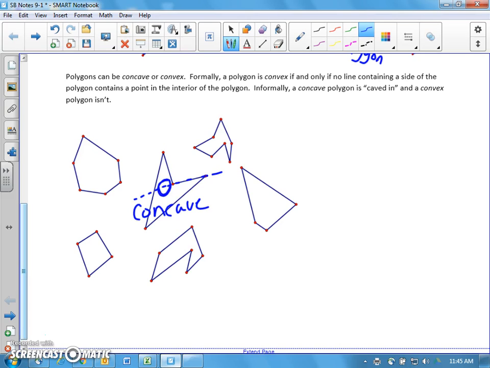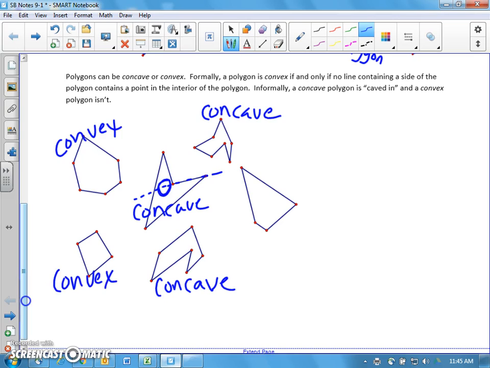Okay? You can also just look for a side to be caved in. So this would also be concave. There should be one more that's concave. See if you can identify that. Hopefully you found this one. The other three are convex. The easiest way to think of convex is that it isn't concave.